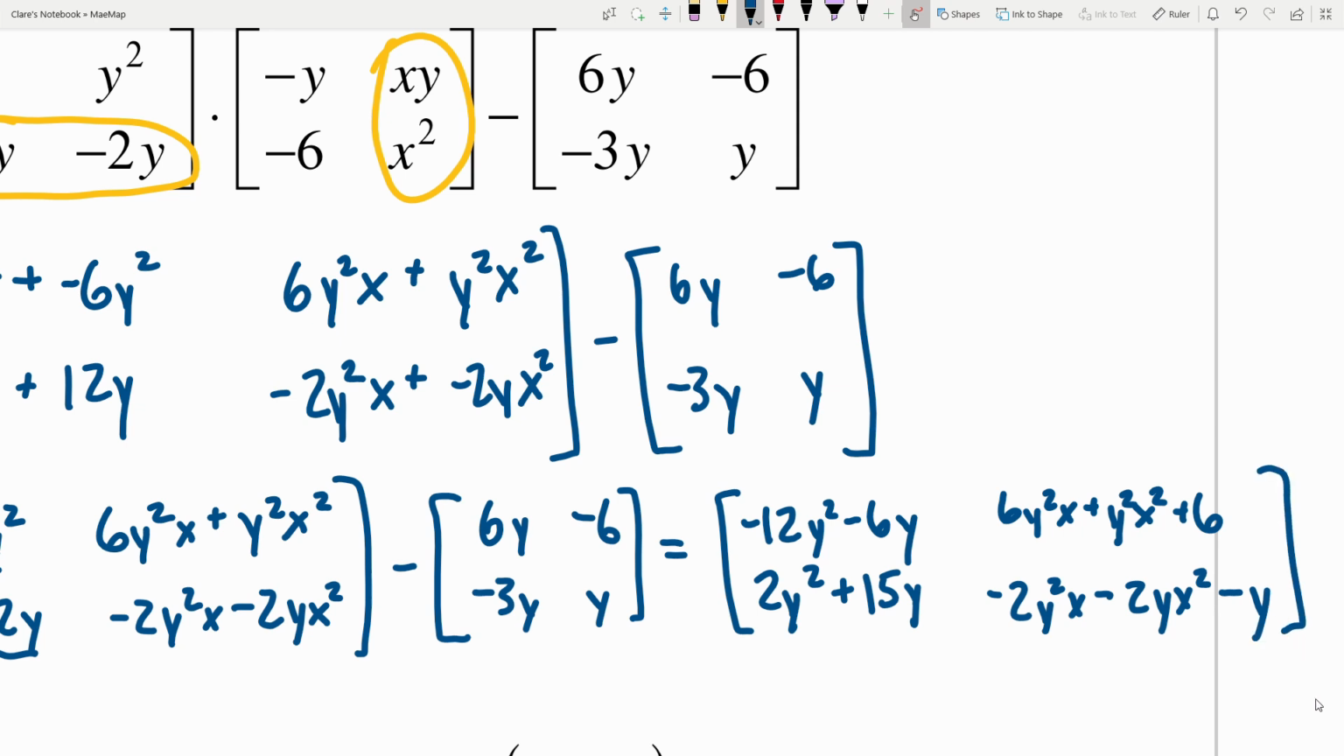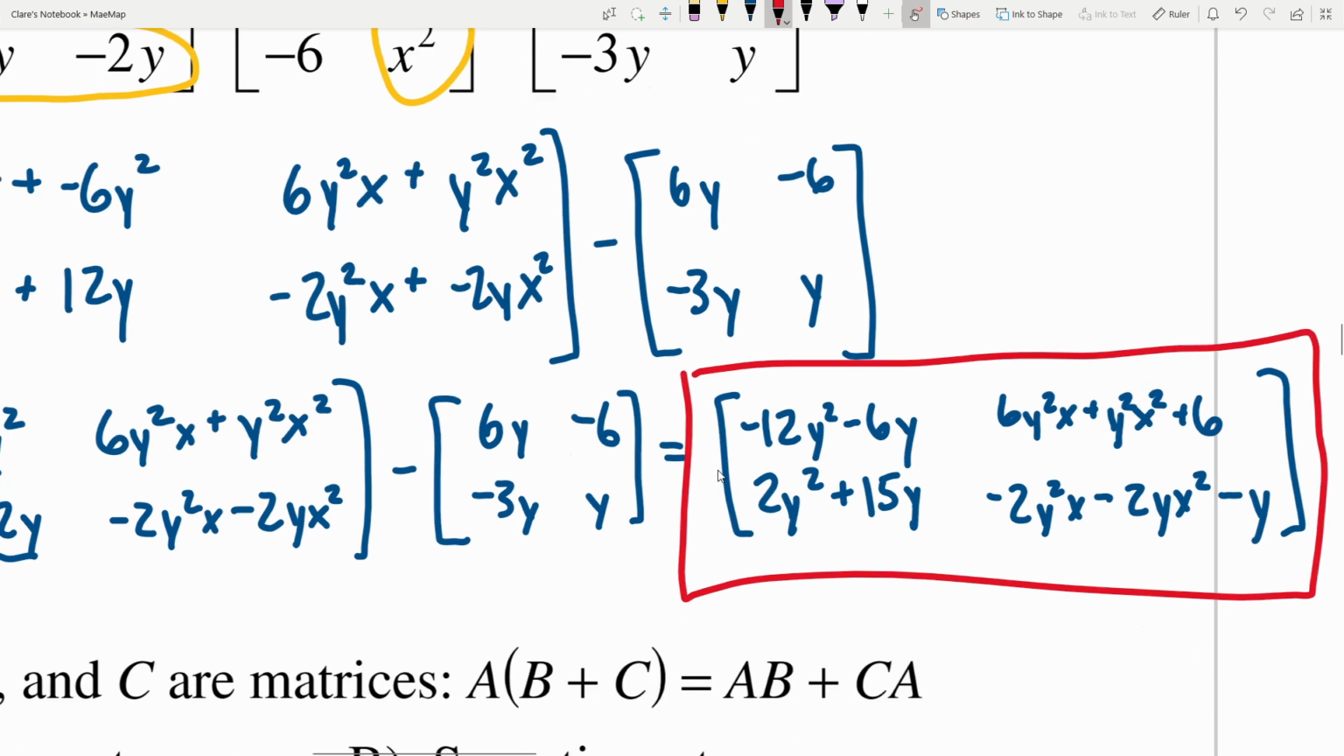That's my solution in number 14. Negative 12y squared minus 6y, 6y squared x plus y squared x squared plus 6, 2y squared plus 15y, and then lastly, negative 2y squared x minus 2yx squared minus y.